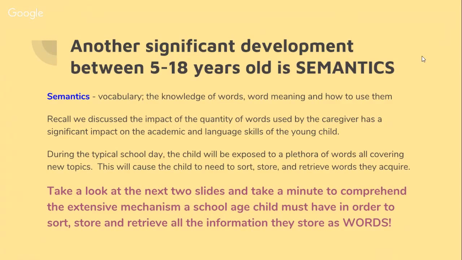We've talked about how pragmatics is a significant area of growth during the school age years. Well, one of the other significant areas of growth is in the area of semantics, or word knowledge, word meaning, the knowledge of words and how to use them. You can essentially think of semantics as a synonym. You might think of it as vocabulary.